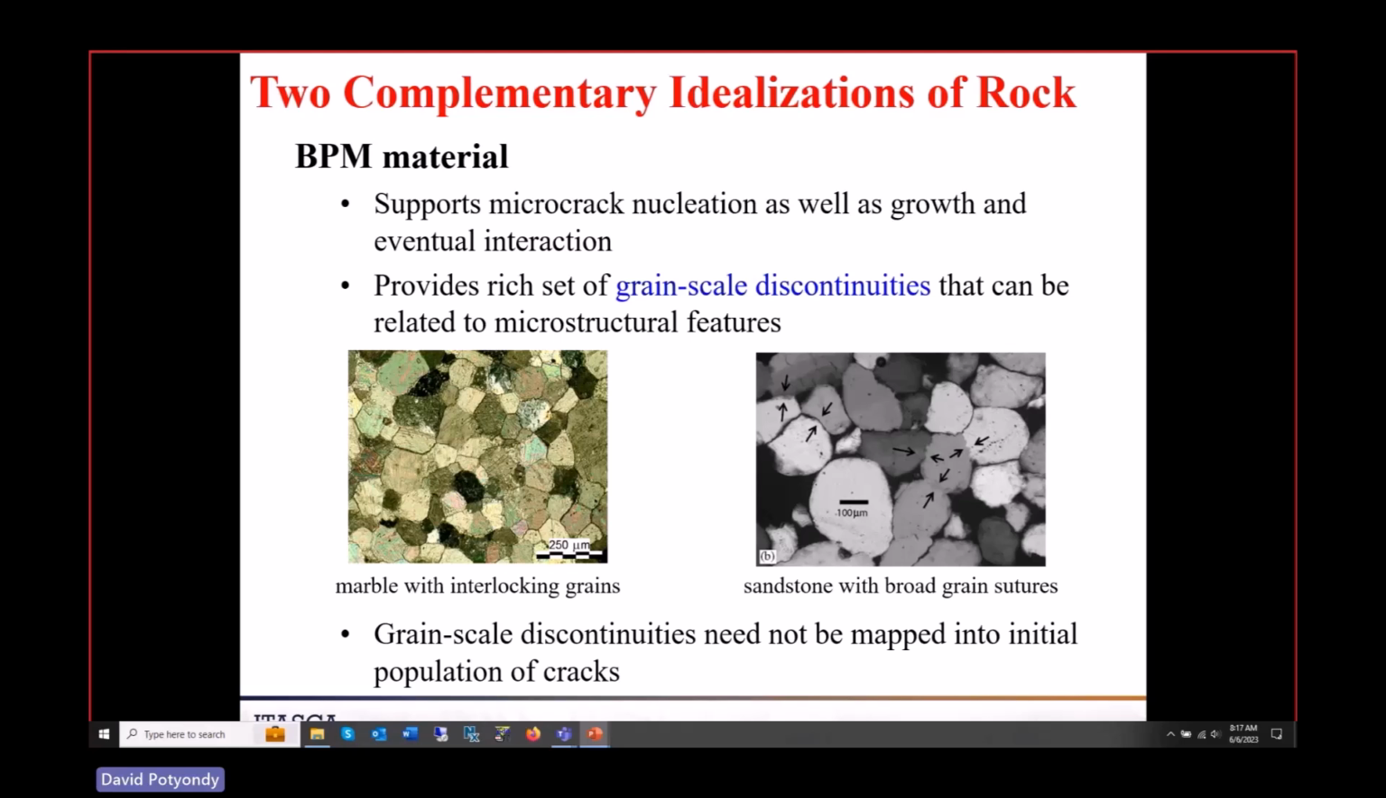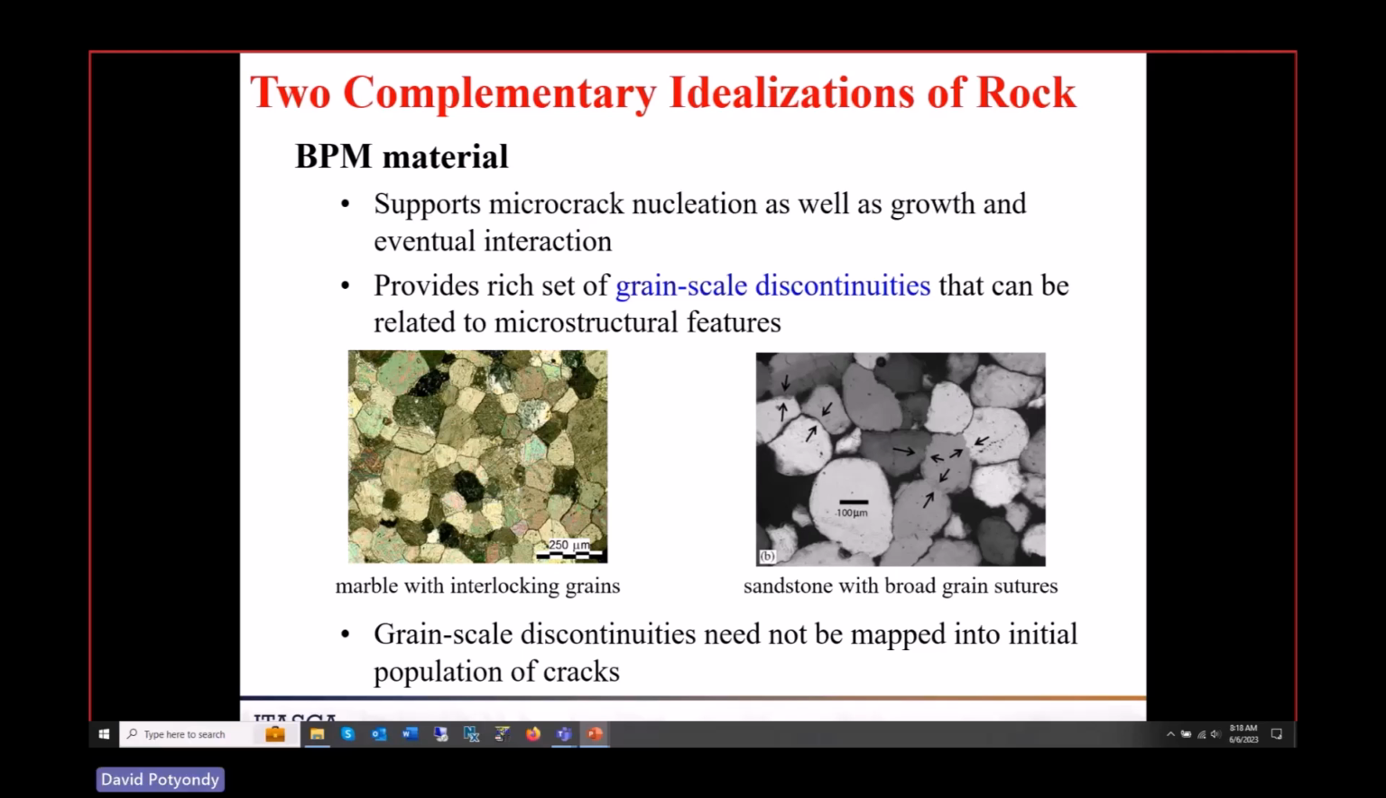Now, the bonded particle material has some things that the other one doesn't. Not only do we have microcrack nucleation, which you have in the other model by those wing cracks starting, you also start having growth and eventual interaction. This wing crack model only goes for a little bit, and then it can't handle these cracks interacting with each other. Okay, the bonded particle system is far richer than the LEFM system.